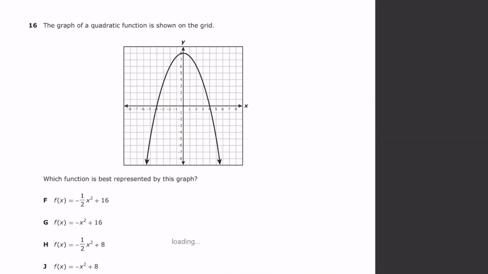Now going into the 16th one, the graph of a quadratic function is shown on the grid. Which function is best represented by this graph, we have to see. Now we can see that if it is in this way, the leading coefficient is negative. What is the leading coefficient over here? You have minus 1 by 2, minus 1, minus 1 by 2, minus 1. All these are leading coefficients. So all of them have negative coefficients, so it can be any of them, because the parabola is downwards. If it is upwards, the leading coefficient will definitely be positive.